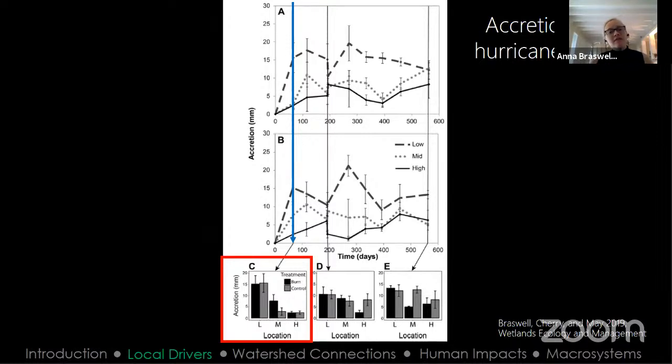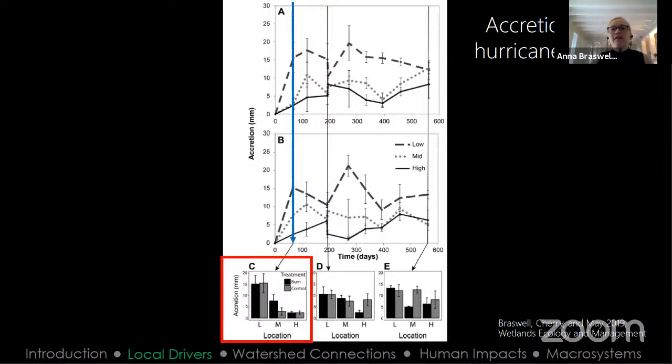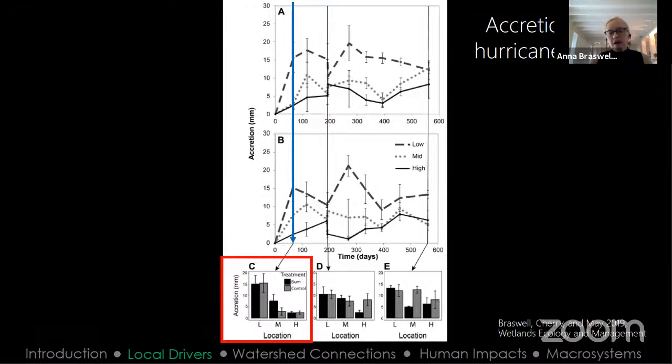And again, we're seeing these locational differences where low plots that are closest to the water end up having the most accretion gain from these hurricanes than the mid or the high. And that could be expected because that water is coming in first over the low marsh areas and would be trapped first by the plants there, and then the mid or the high.